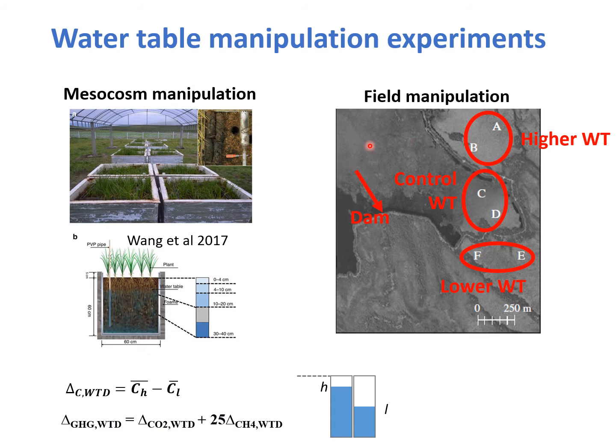The difference between those two types of experiments is not statistically significant, so we put them together. We define the response of greenhouse gas emissions as the difference between the greenhouse gas emissions under high water table depths, that is with more water, versus that under low water table depths. We use the net effect from both carbon dioxide and methane as the net response.